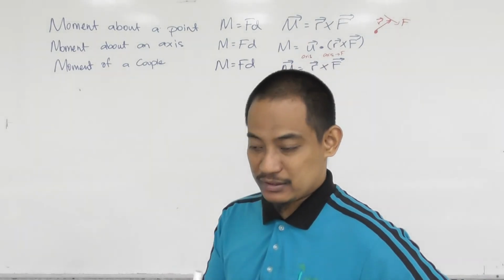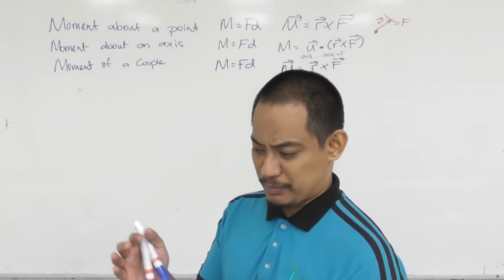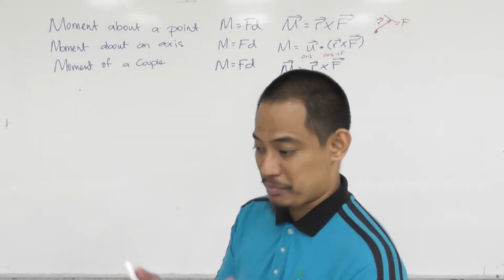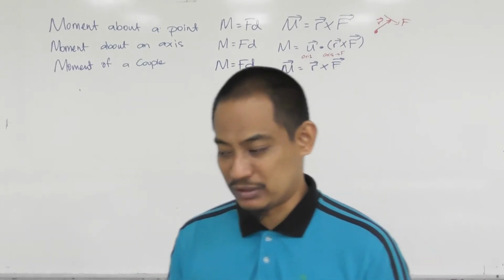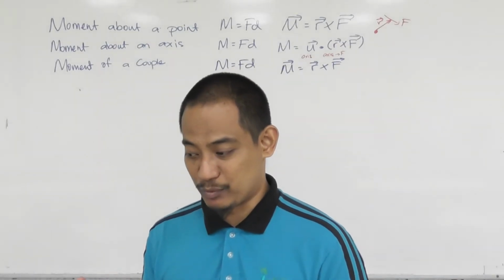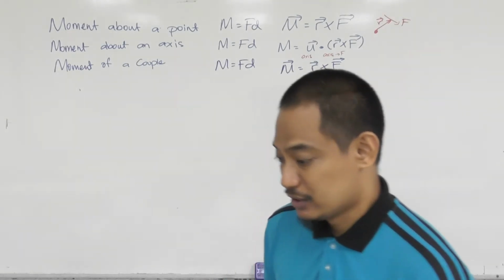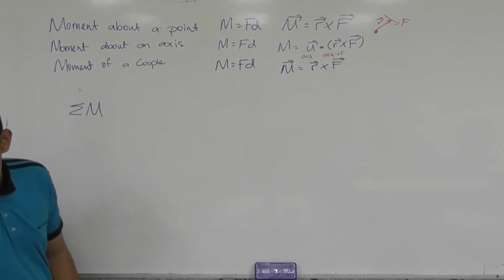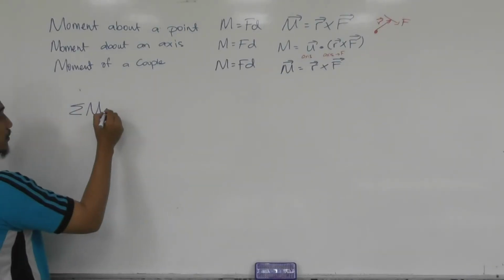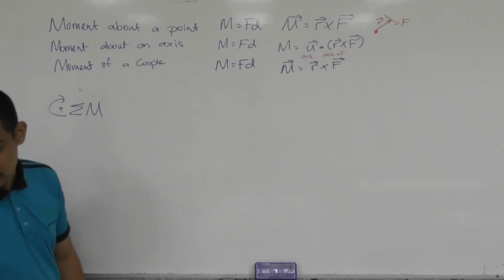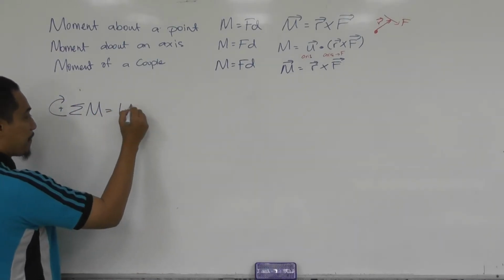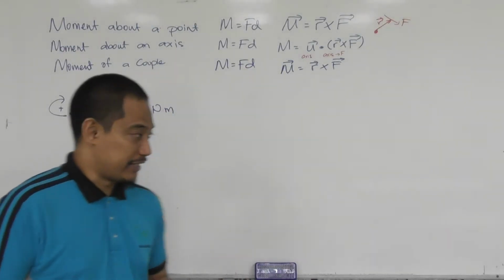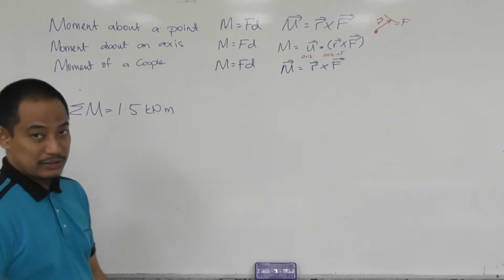So first, understanding the question, what is it? You have two couples, but for one of the couples you do not know the force. If you see the diagram, it's just F. You need to find the magnitude of F so that the resultant couple moment is 1.5 kilonewton meter clockwise. So we know for sure already the summation of couple moment, clockwise, is 1.5 kilonewton meter. Right, so that's the answer. And then we need to know what F is, right?